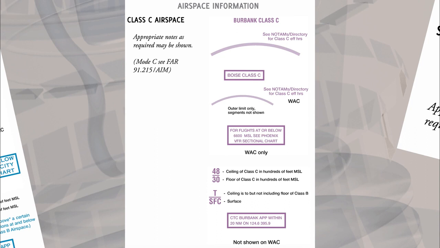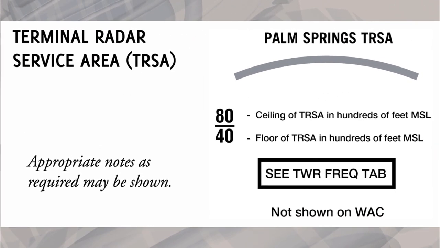The only one that's different here, if you look below the little fraction on this one, is the T over the SFC. And the T says that it goes from the surface, that's the SFC, but it goes up to, but does not include, the floor of the Class B above it. So this is when a Bravo lays over the top of a Class Charlie, and they want you to know that this particular zone will go up to, but not include, the area of the Class B. So that's what we want you to know there.